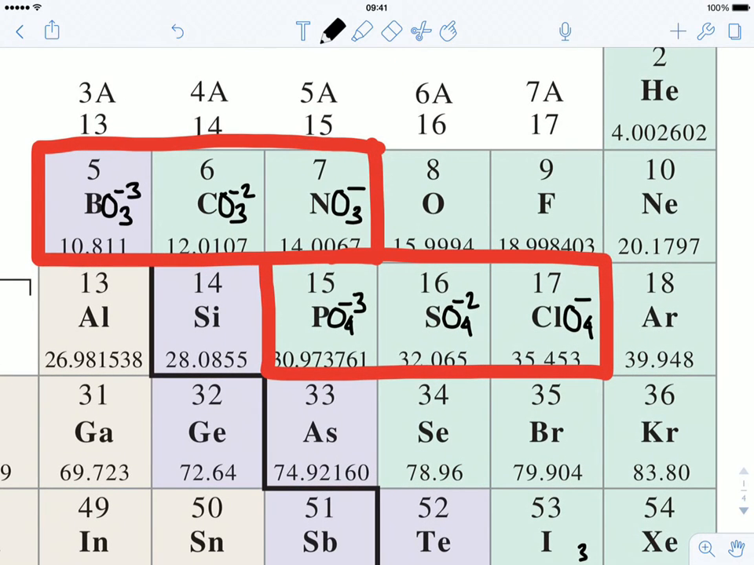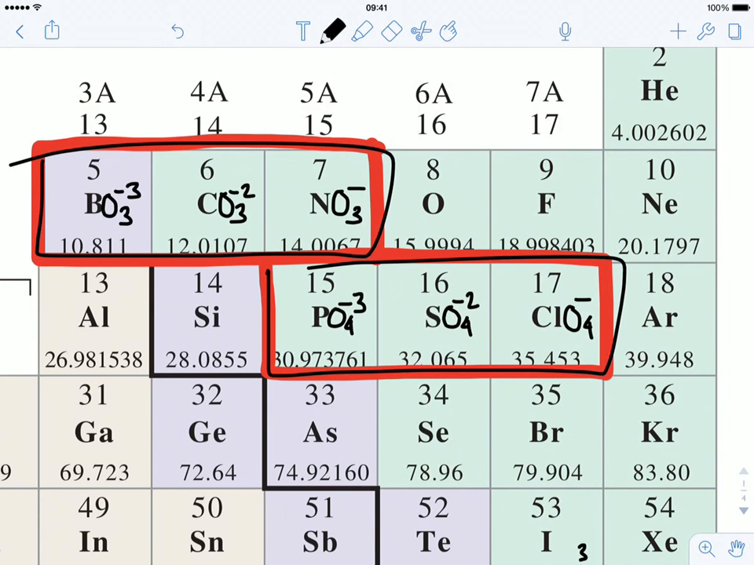Just remember these 3 up here all have 3 oxygens. These 3 right here all have 4 oxygens. The charge of the one on the right is -1. Then you just count -2, -3 as you move to the left. And then again, the charge on the one on the right over here is -1. And then you just count -2, -3 as you move to the left.